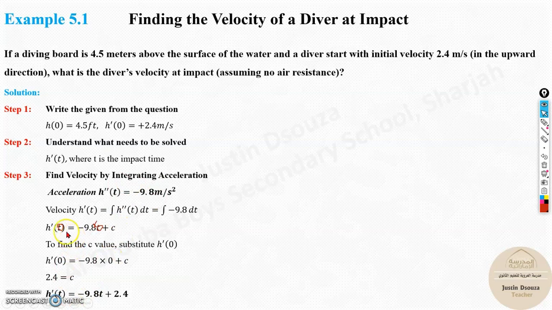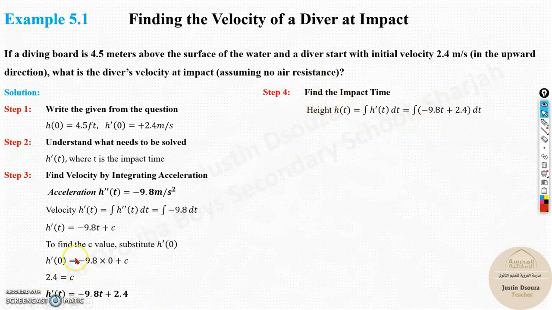So now we write the proper equation of the velocity. The velocity equation h dash of t is minus 9.8 t plus c, and the c value we found out is 2.4. This is the velocity equation. What next? Next, we will find the impact time, which is very, very important. To find the impact time, we need to find the height, that is h of t. Integrate this velocity, you will get the position or the height.